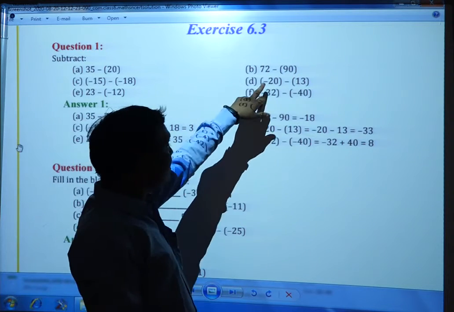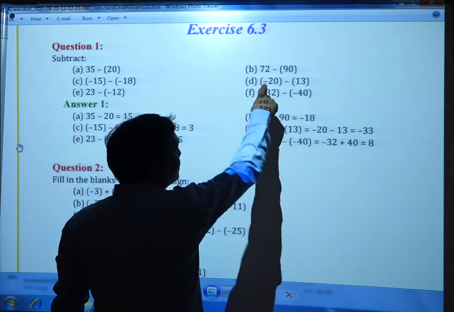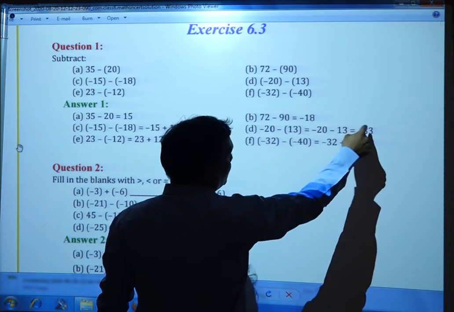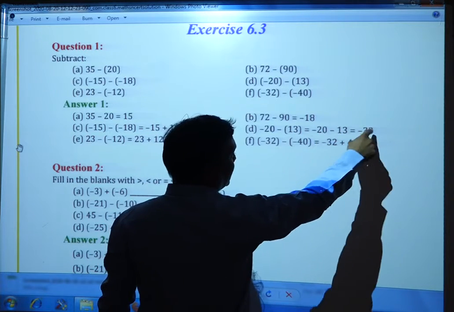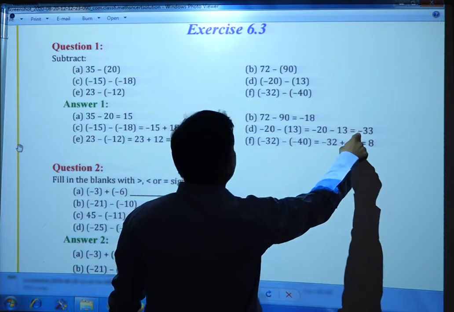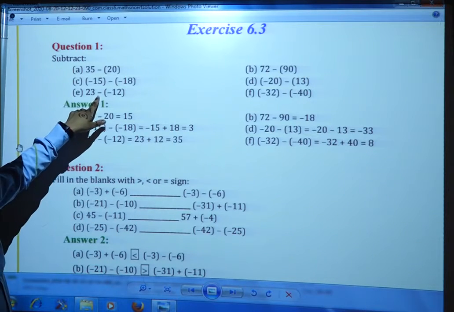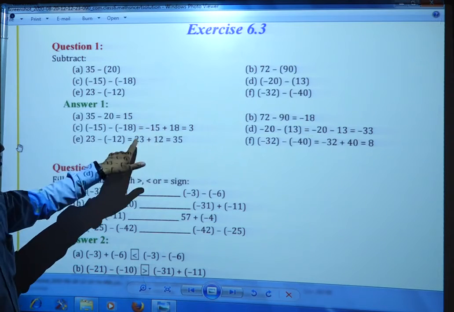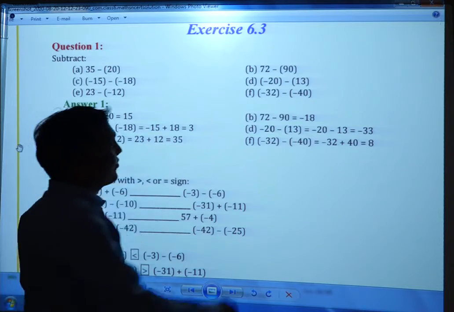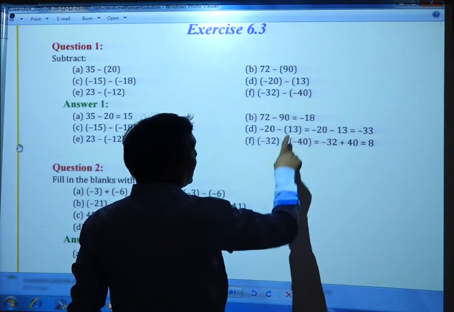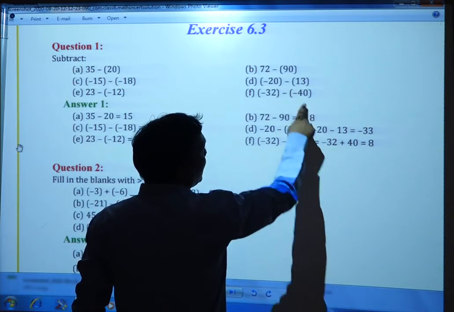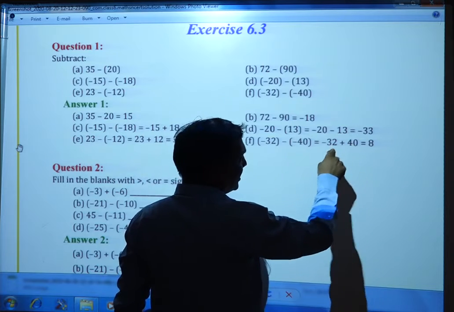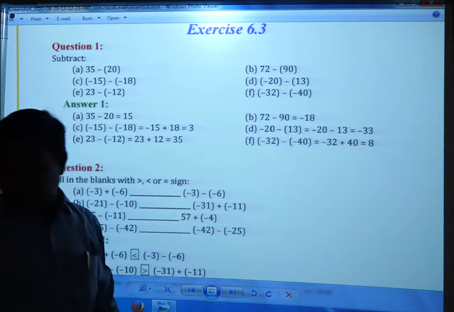Next question. Minus 20 minus 13. Both numbers are minus. So minus 20 minus 13. You have to do the addition. 20 plus 13, 33. Minus, minus became a minus. Next. 23 minus minus 12. So minus minus became a plus. So 23 plus 12, 35. Minus 32. Minus minus became a plus. So minus 32 and plus 40. Minus 32 plus 40. So what you do? Minus. So 40 minus 32, 8. Next question.